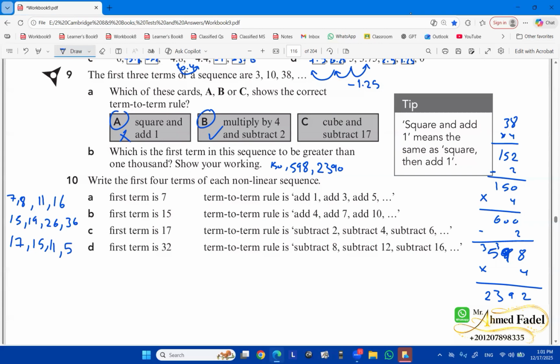The first term is 32. Subtract 8 becomes 24. Subtract 12 becomes 12. Subtract 16 becomes negative 4.